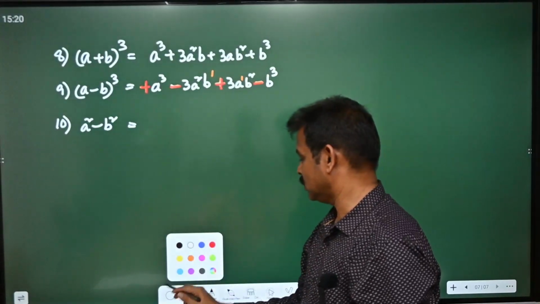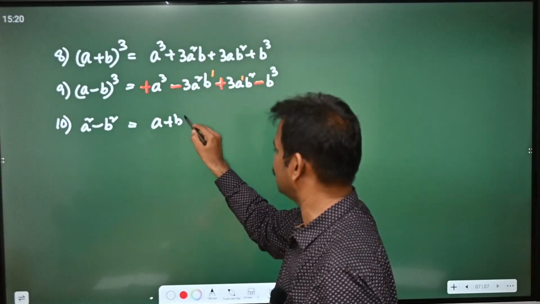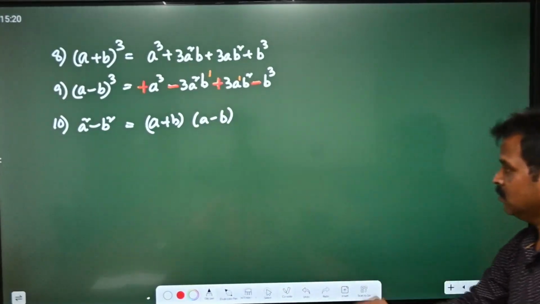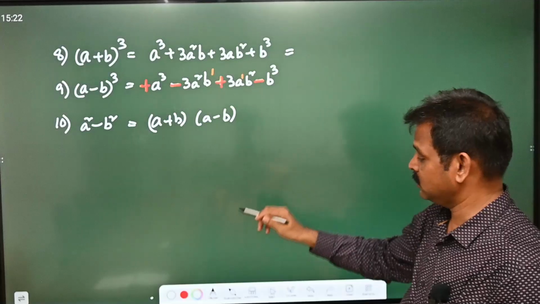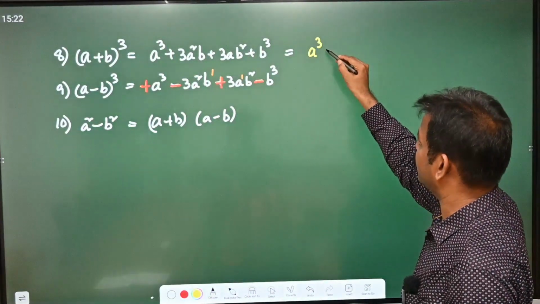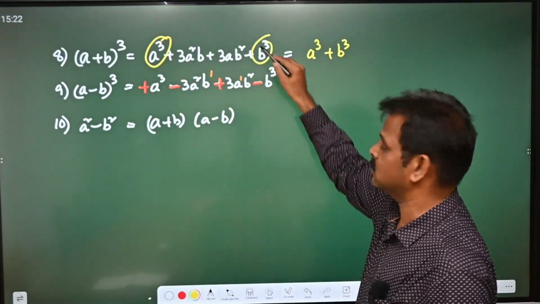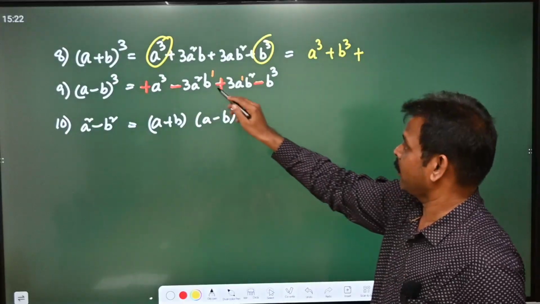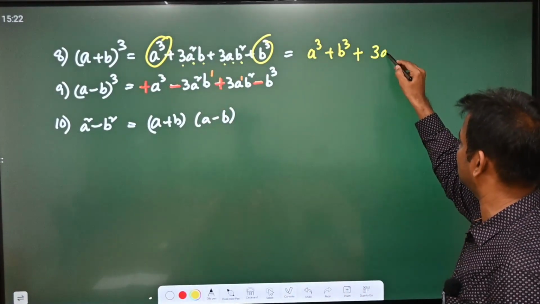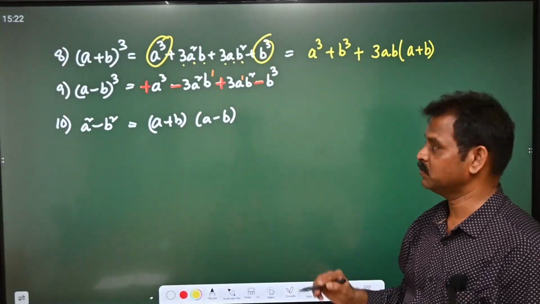Then what about this a square minus b square? This is nothing but a plus b into a minus b, which can be written as a square minus b square. As in this case, this is a cube plus b cube. I am taking the first term and the last term first, plus here if you take 3ab common, this will become 3ab into a plus b, you will get the same expansion.